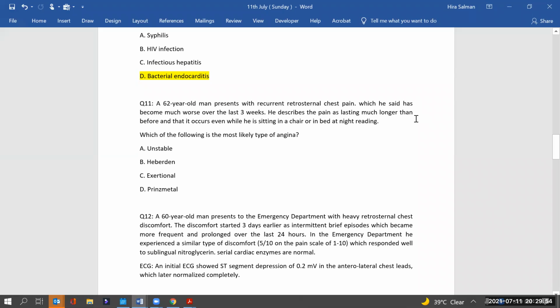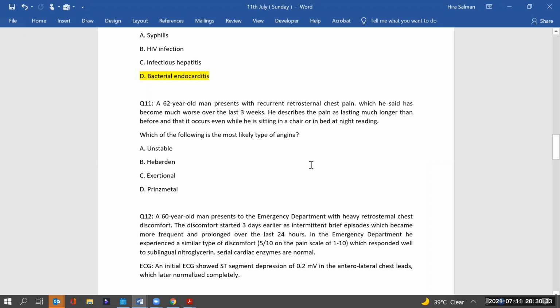But here we have to read the whole scenario, which he said has become much worse over the last 3 weeks. He described the pain as lasting much longer than before, and that occurs even while he's sitting in a chair or in bed at night reading. So during resting condition, he's experiencing this retrosternal chest pain. Which of the following is the most likely type of angina? Here, the question is clearly asking which type of angina. Say, for example, the same scenario, but nothing mentioned about angina, and GERD is there. What are you going to do?